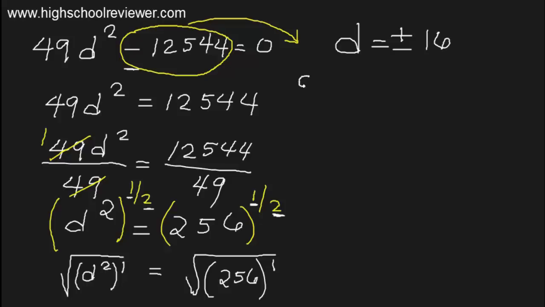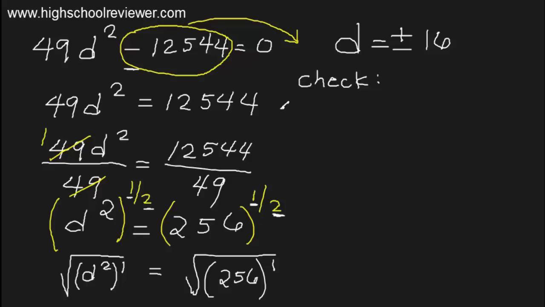Let us now check if our answers for d are correct. Our equation is 49d squared minus 12,544 equals 0. So we have here 49d squared. Okay, let us erase that. Let us rewrite so that it will fit.